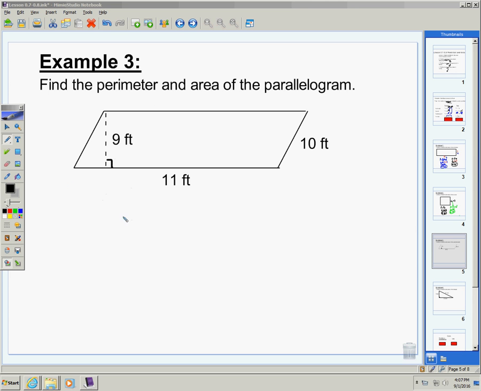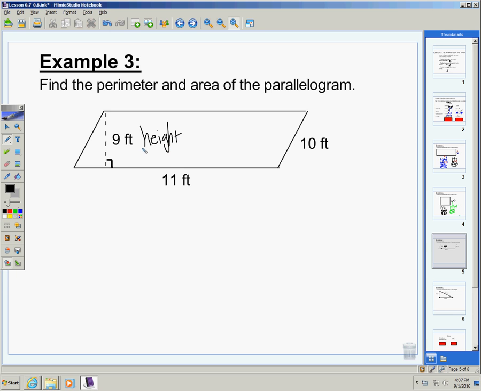Parallelogram. We want to find the perimeter and area. And here's where we have to get into how to label this. Whenever you see this little right angle, remember, this little square means it's a right angle. Whenever you see a right angle with a dotted line, this is always going to be your height.